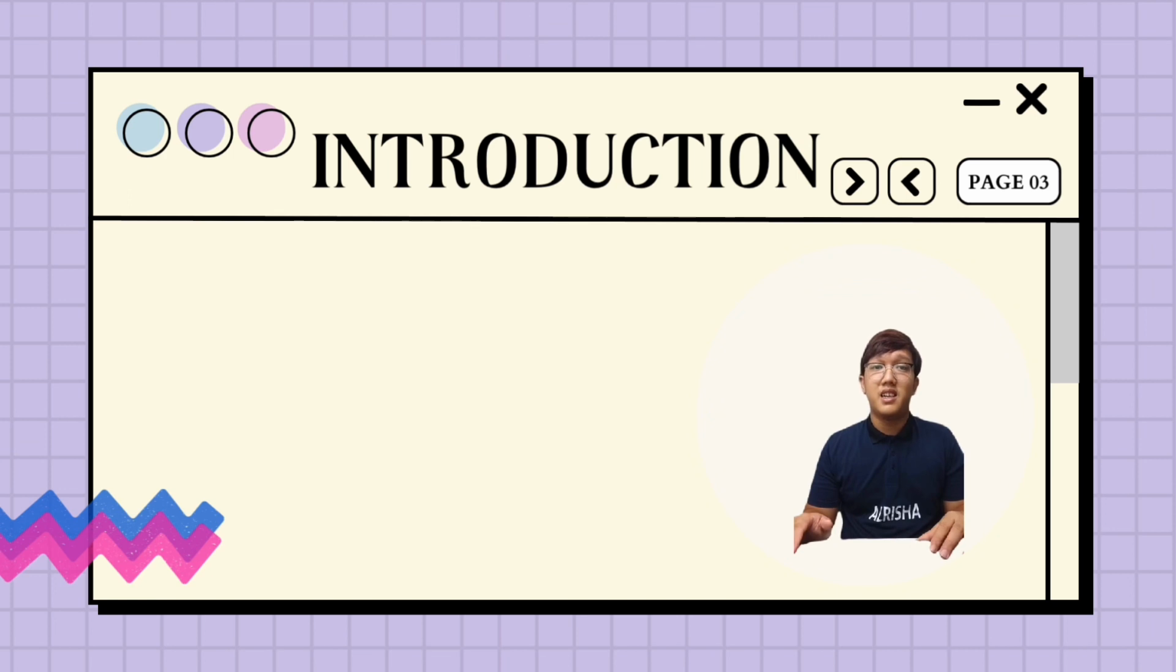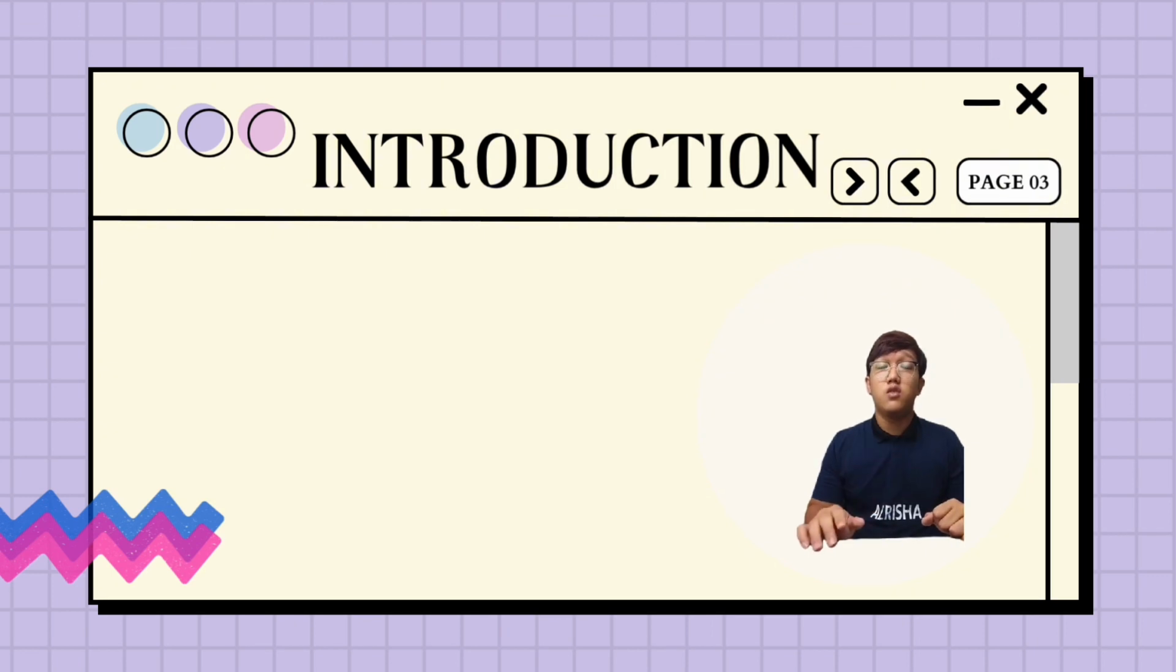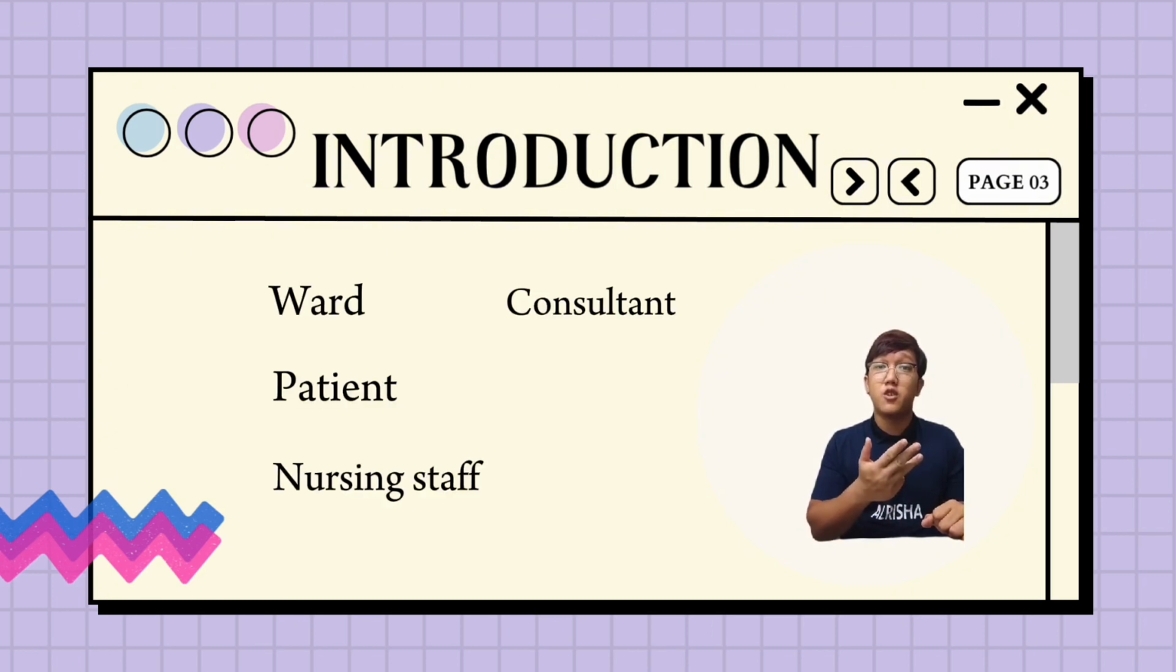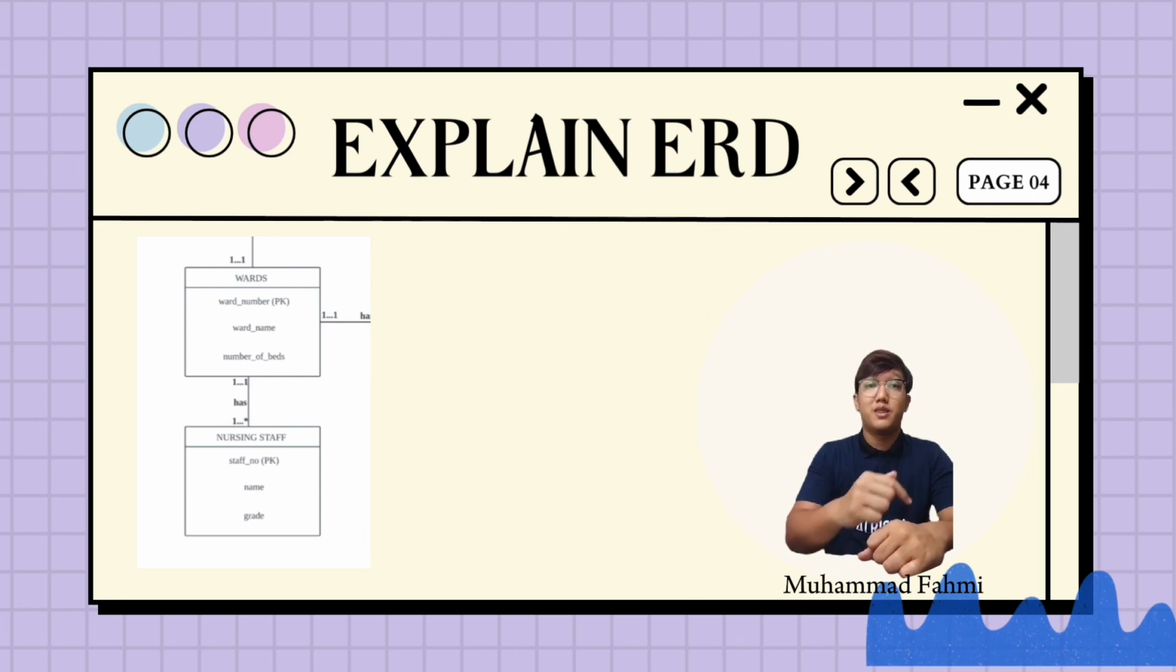So basically, this is a project that shows the basic data that a hospital has on its system. We have 5 entities, which are ward, patient, nursing staff, consultant and operation. So I will explain a bit about the ERD. We start the table from the left bottom table.